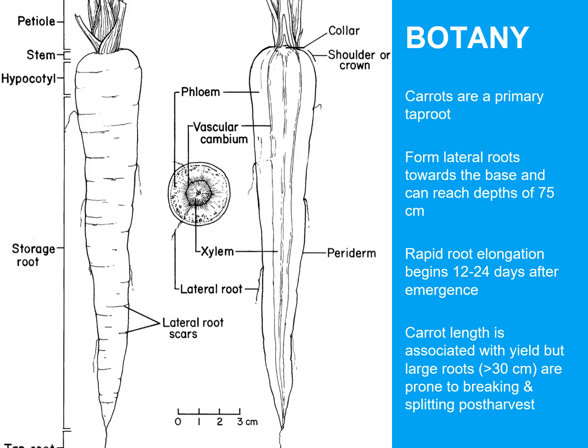Rapid root elongation usually occurs very early on in growth, between 12 to 24 days after emergence. The carrot length is associated with its yield, but large roots are typically not favoured as they're prone to breaking and splitting post-harvest.